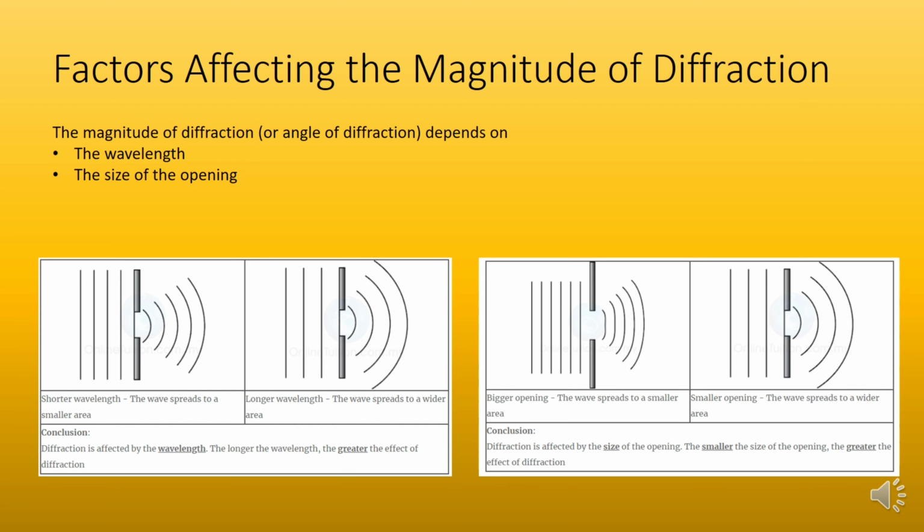However, the diffracted wave is different. See, with a shorter wavelength, the wave spreads to a smaller area. With a longer wavelength, the wave spreads to a wider area. Okay, this is about the opening. With a bigger opening, the wave spreads to a smaller area. With a smaller opening, the wave spreads to a wider area.